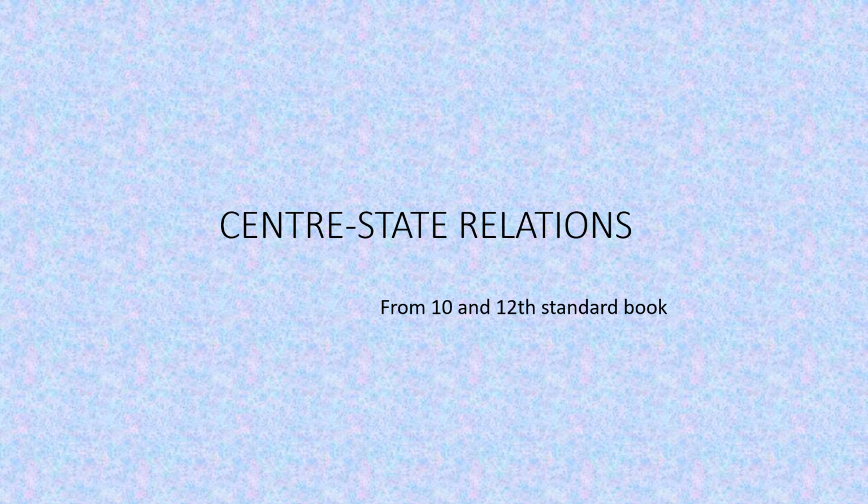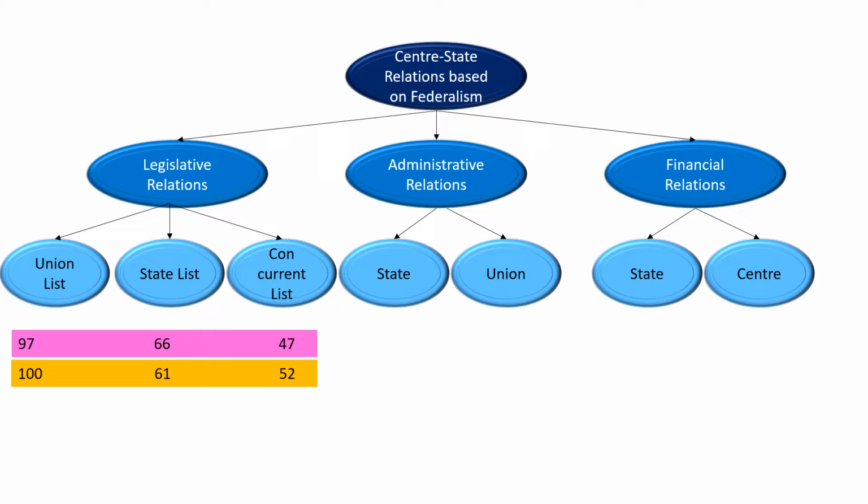We have three kinds of relations: legislative relations, administrative relations, and financial relations. First, the legislative relations have three types: union list, state list, and concurrent list. Initially, there were 97 items in the union list, 66 in the state list, and 47 in the concurrent list. But now, at present, we have 100 in the union list, 61 items in the state list, and 52 in the concurrent list. So the other administrative relations and financial relations are divided between the state and the union.